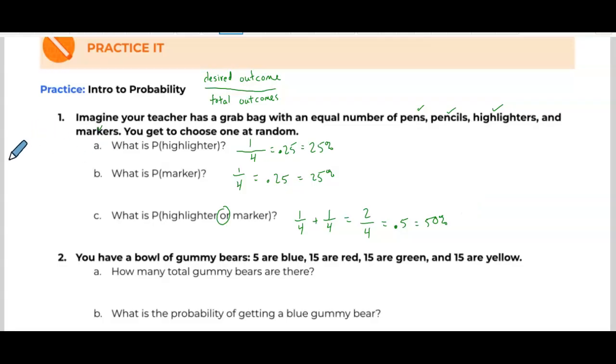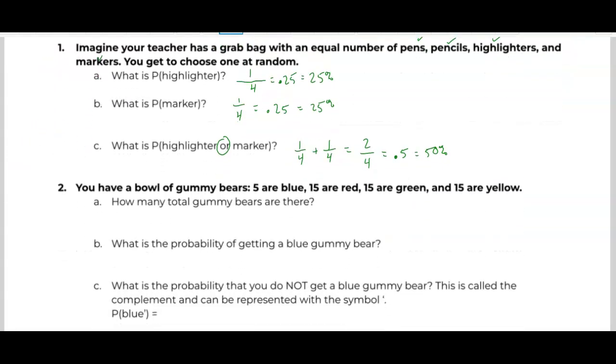All right, so item 2, you have a bowl of gummy bears, 5 blue, 15 red, 15 green, 15 yellow. So unlike the previous problem, I cannot use a denominator of 4 this time, even though I have 4 colors, because they are not equally weighted. So I can't split it into 4 equal parts. What I need to do instead is establish that there are 50 total gummy bears, and let that be my denominator. So probability of getting a blue is over 50.